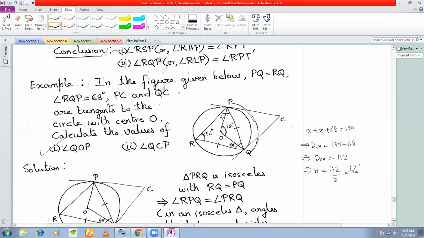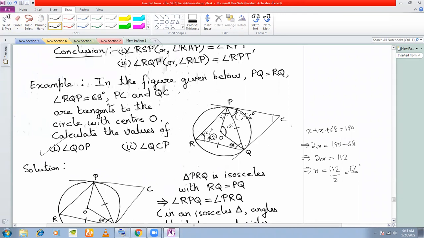Next, we need to calculate QCP. QCP is which angle? This is QCP that we need to calculate. Now the big question is how to calculate it. This is an application of angles in alternate segments. Now, P is a point of contact through which a chord passes. So this is the angle in one segment. If I call this angle number 1, which one should be angle number 2? What is the angle in the other segment? This one. This is angle number 2. And because we know that angles in alternate segments must be equal, this must be equal to 56 degrees.